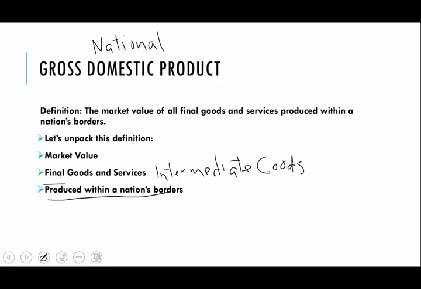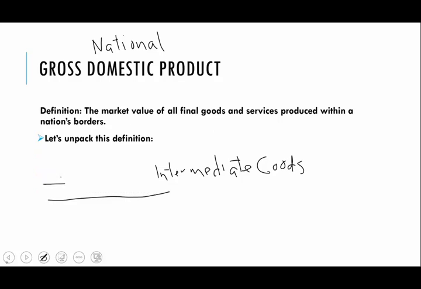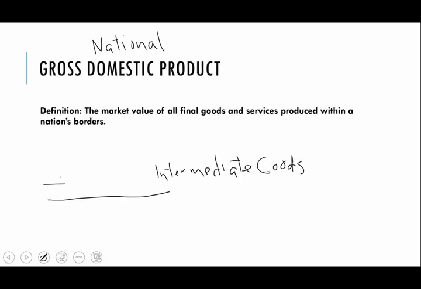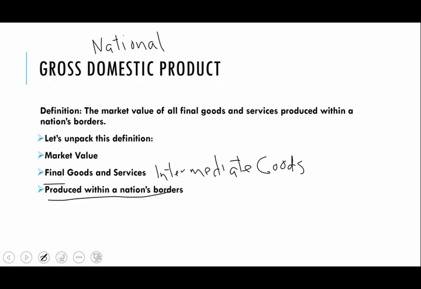The reason that gross domestic product is used now is because if we go back to my original question, how well does GDP measure a society's well-being? Something being produced within our borders is a more accurate measure of our society's well-being because they'll be employing people who live in the United States.